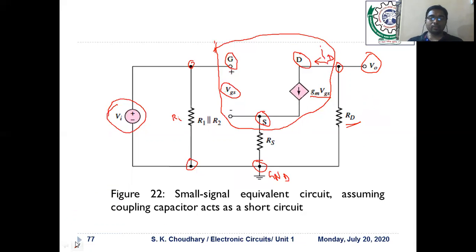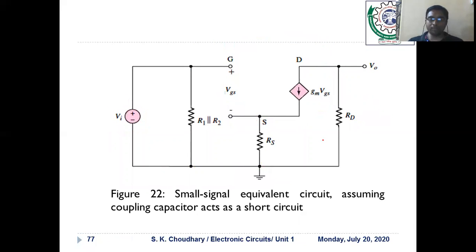Okay, now everyone should copy this circuitry in your notebook so that you come to know the small signal equivalent circuit of the common source amplifier with source resistor.